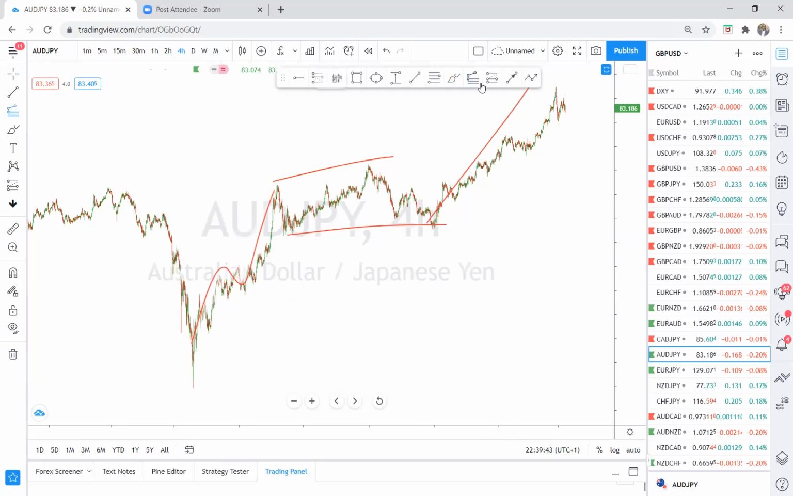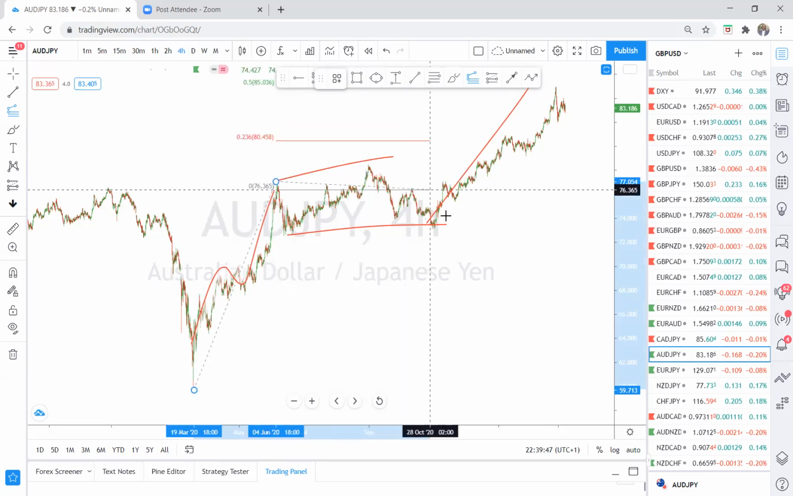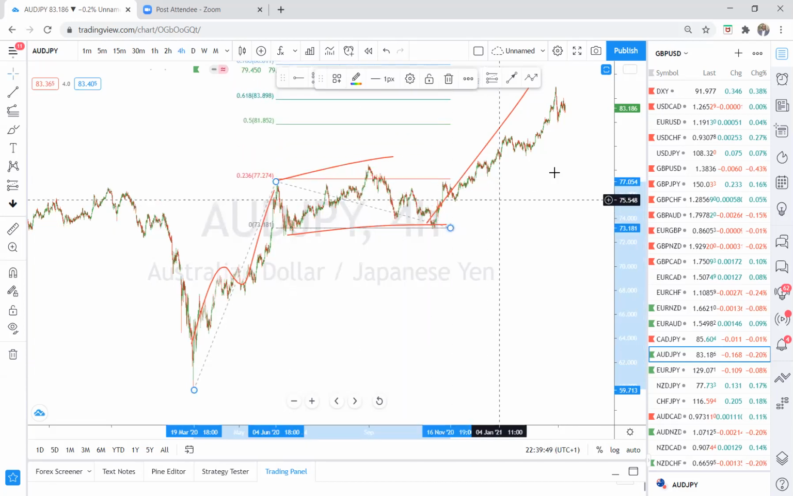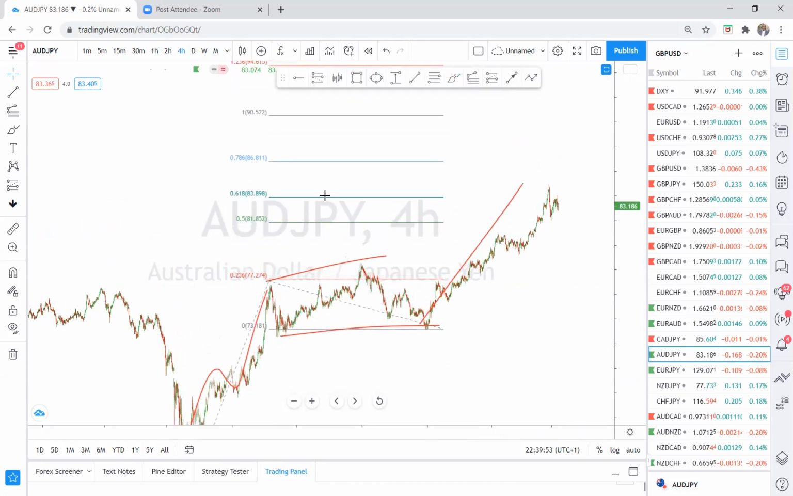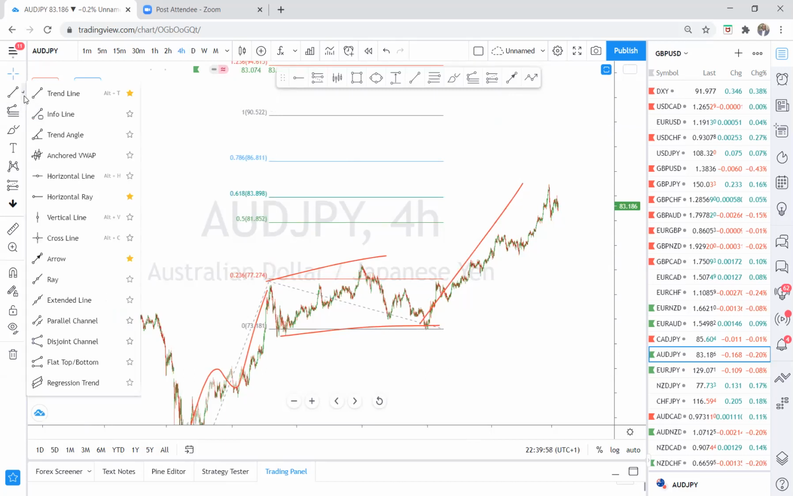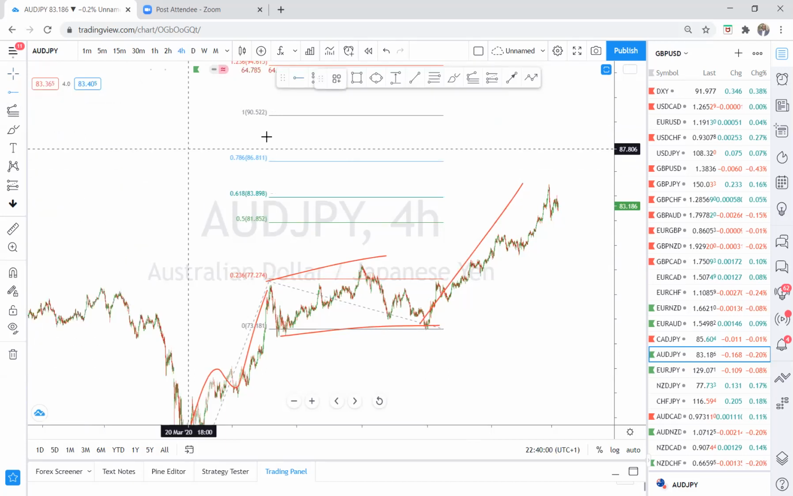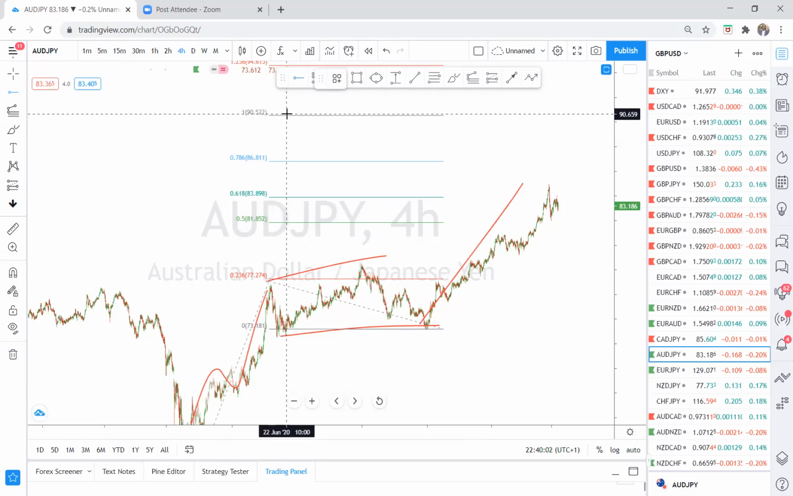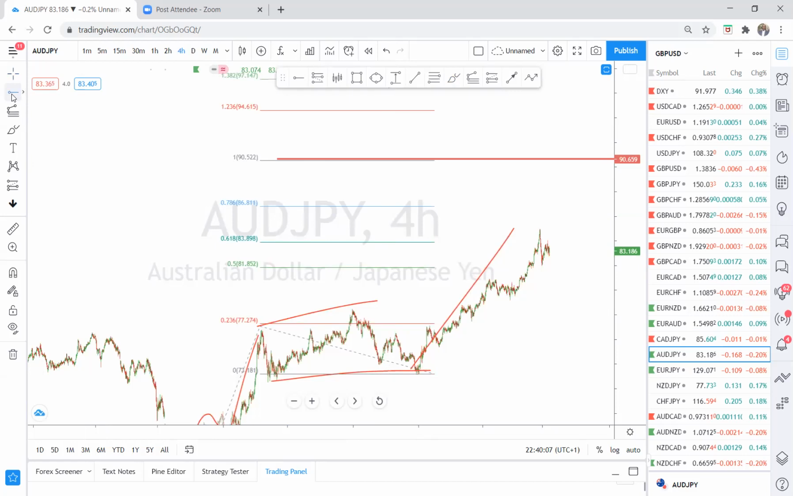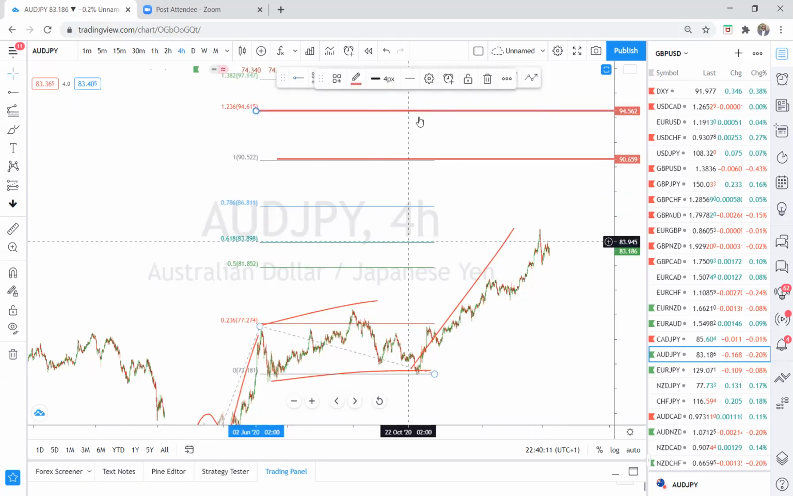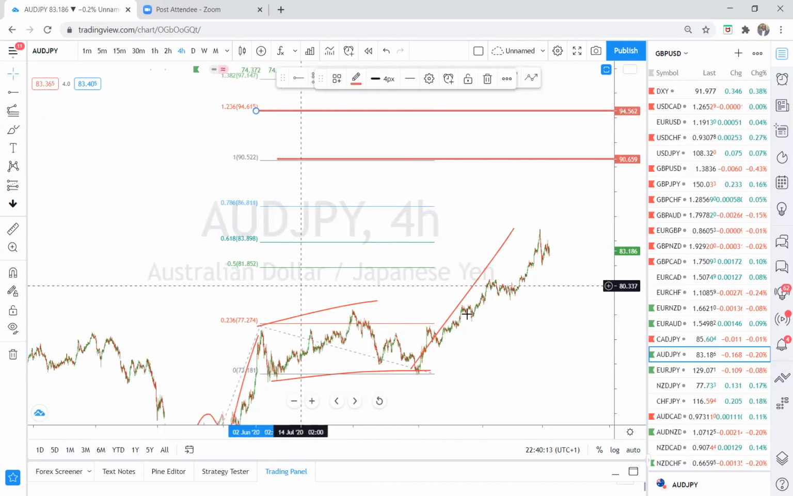But I don't think it has completed its move, because we will know if we take a fib expansion tool, all right, from here to here and back to this place. Is it up to 100%? 100% is here. So we still have more upside to do for Aussie yen. We are looking at between 100% and 123% retracement. We are looking at this area for Aussie yen reversal.